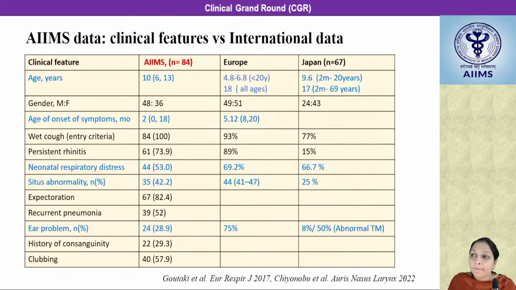Now, ear problems, as reported in the literature, is more than 75%, but we found it only in 29%. In Europe, it is around 75%. And in the Japanese cohort, what they observed was the symptoms were present only in 8%. However, on examination, more than 50% of the children had tympanic membrane retractions, suggestive of some ongoing disease.